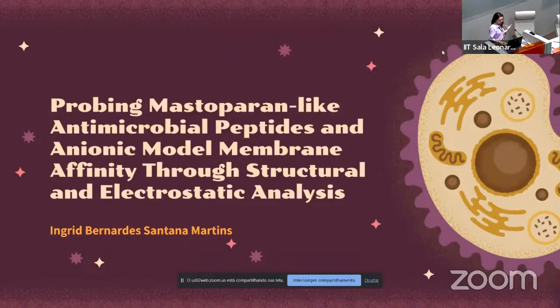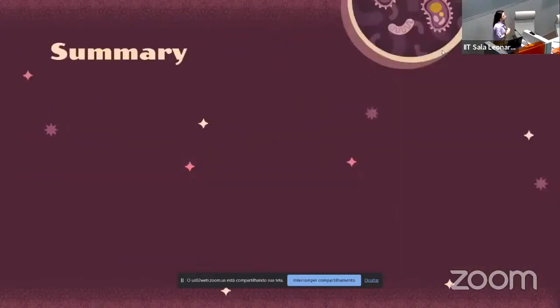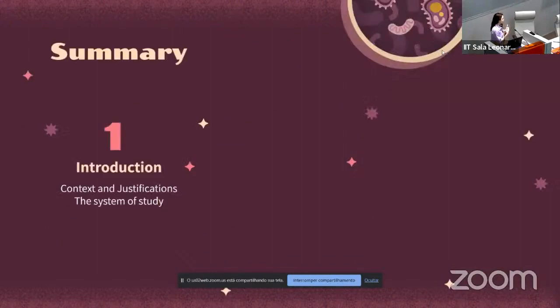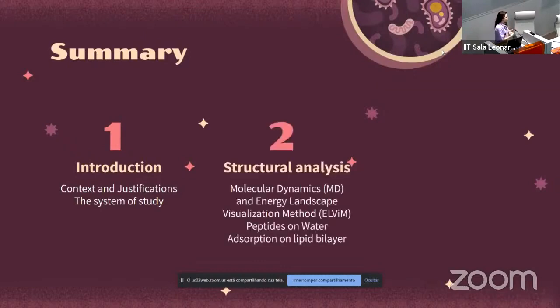I'll divide my presentation so I can show you at first an introduction, which will give you some context and some justification to do this work and which system we wanted to study. Then I'll go to the structural analysis that I did based on conventional molecular dynamics simulation, and the energy landscape visualization method for the antimicrobial peptides in water and their spontaneous adsorption to a lipid bilayer.